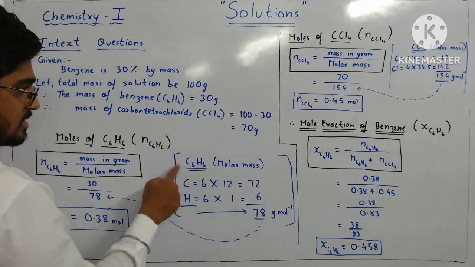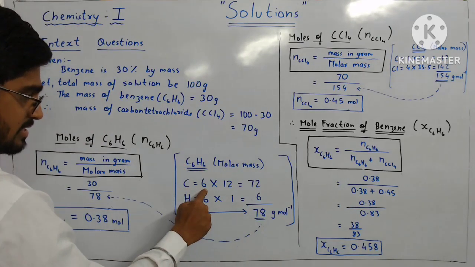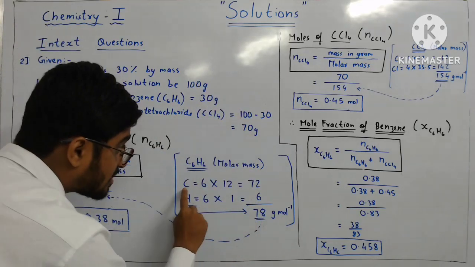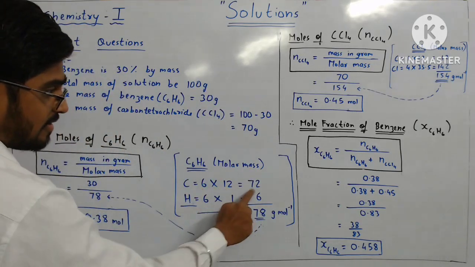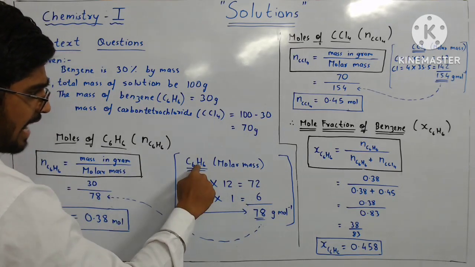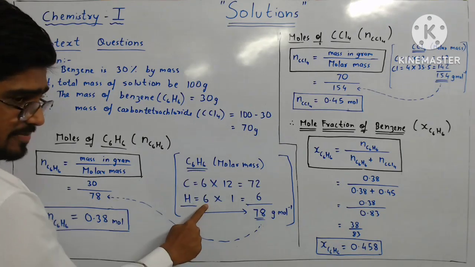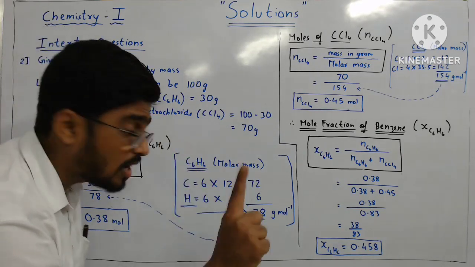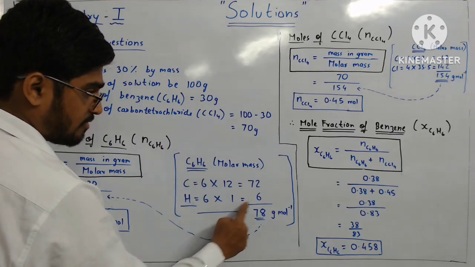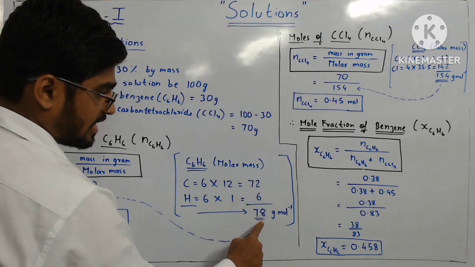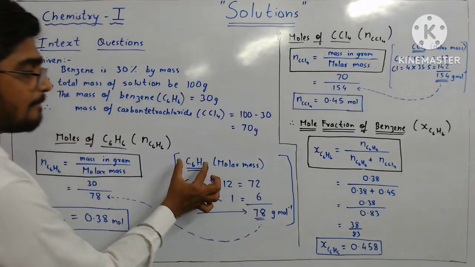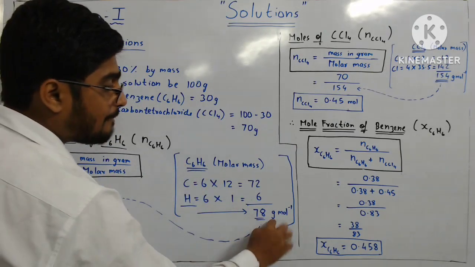How can you calculate it? See, in this whole formula, how much is carbon? 6. And the atomic mass of one carbon is 12. So 6 multiplied by 12 gives 72. In the same way, how many hydrogen are there? Hydrogen here is 6, that's why we kept 6 here. And the atomic mass of one hydrogen is 1. So 6 multiplied by 1 is 6. So 72 plus 6 you will get 78. So 78 is the molar mass of benzene. It is 78 gram per mole.